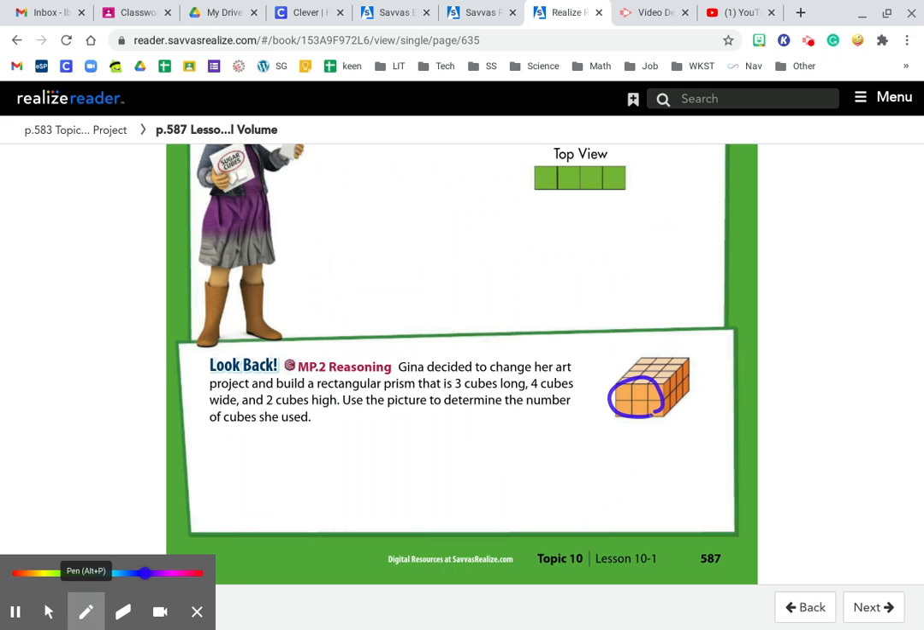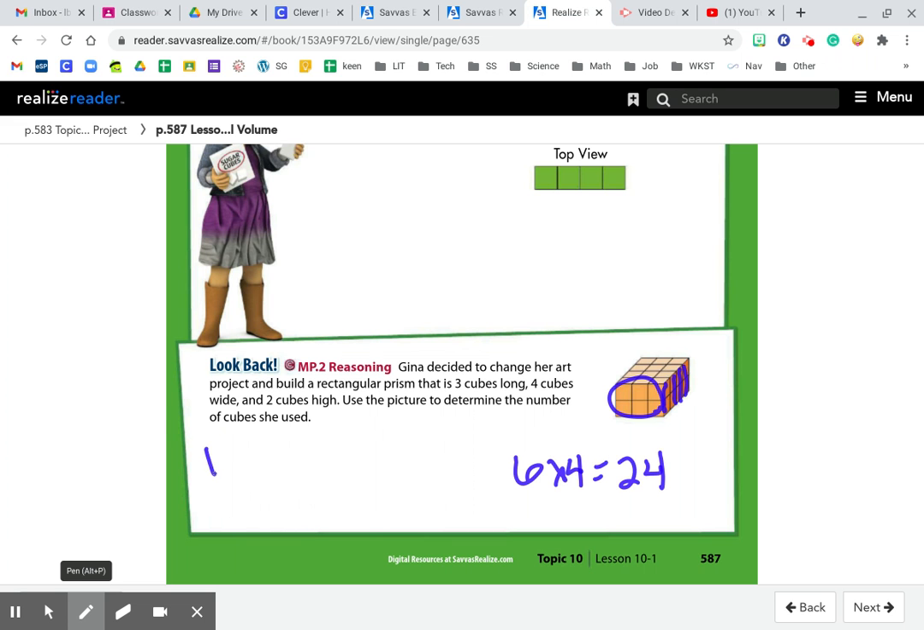If you look at the front view, she's got 6 cubes. And if you look at how many times that front view repeats, there's 1, 2, 3, 4. So you could say 6 times 4 is 24. In order for her to build this shape, she would need 24 cubes.